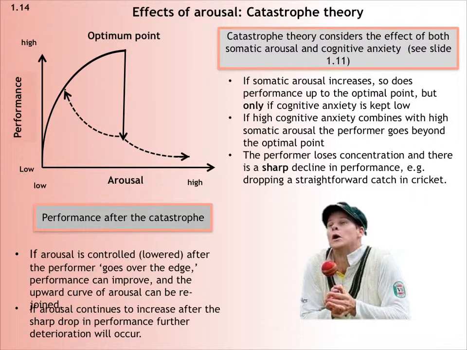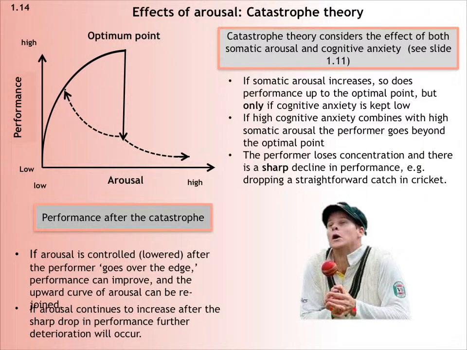So if somatic arousal increases, so does performance up to an optimal point, but only if cognitive anxiety is kept low. So it's okay for your heart rate to go high and your blood pressure to go high, as long as you're keeping your cognitive anxiety low. You're not worrying too much. It's about dealing with that feeling. If high cognitive anxiety combines with high somatic arousal, the performer goes beyond the optimal point. Again, very similar to the inverted U. The performer loses concentration and there's a sharp decline in performance, e.g. dropping a straightforward catch in cricket.